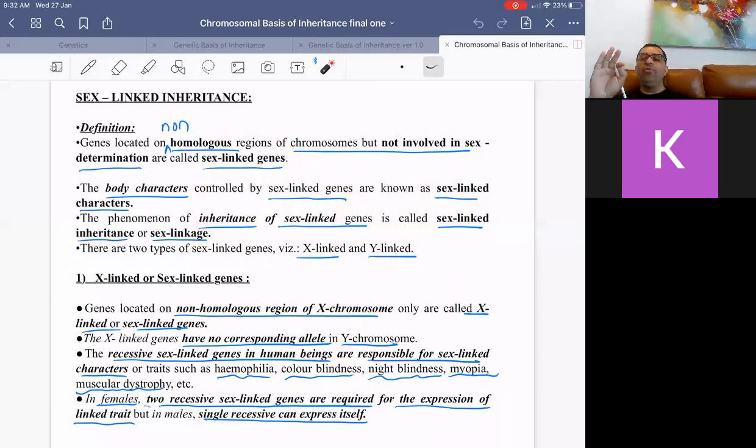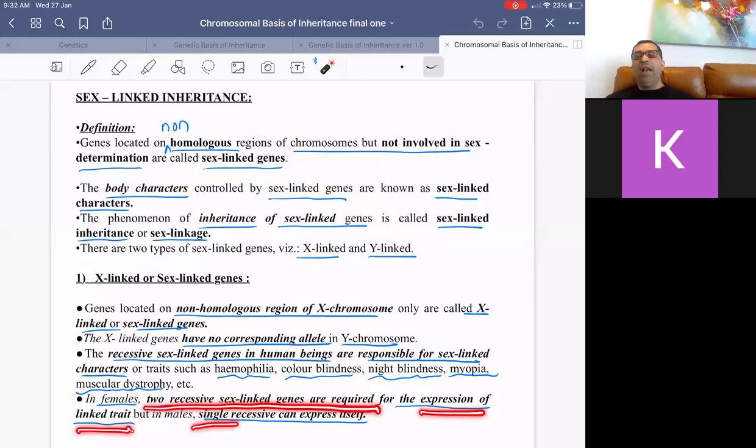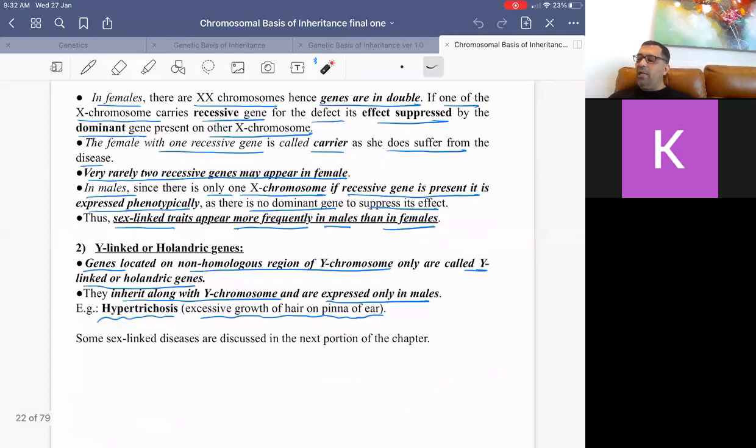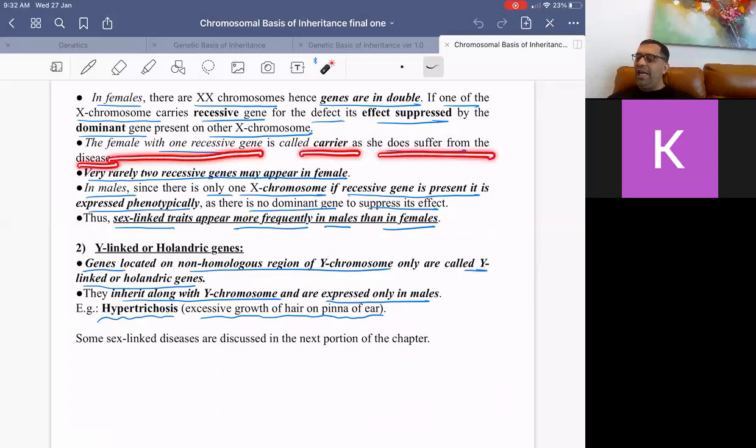And in females, two recessive genes are required for expression of the linked trait, but in males, a single gene will express, because there is no allele on the Y chromosome. And in females, there are two X chromosomes, hence genes are in double. And if one of the X chromosomes carries the recessive gene for the defect, its effect is suppressed by the dominant gene. So the normal dominant gene will suppress the defective recessive gene and she will be without the disease. But the female with the recessive gene is called a carrier, as she does not suffer from the disease, but she carries the gene. And very rarely two recessive genes appear in a female.